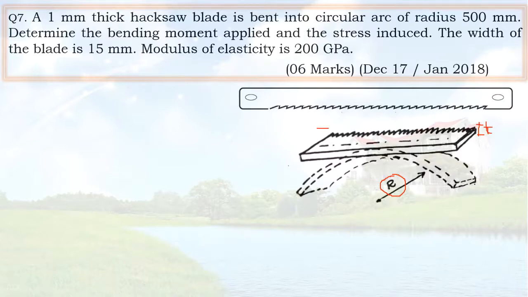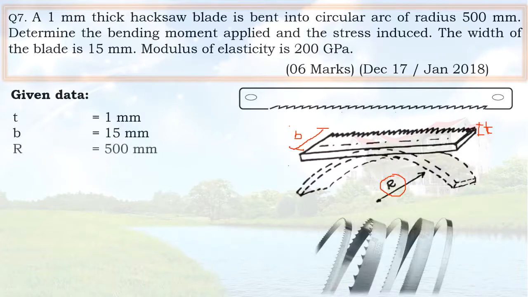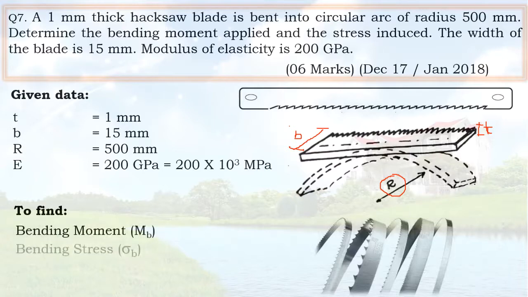Now here the width of the blade is 15 mm. I'm talking about this width, where this width is 15 mm. We usually call this width as B. So the width is known, and thickness is also known in this case. We need to determine the bending moment. Similarly, you can see such a case where the hacksaw blade is bent with a certain radius. So the given data: thickness as 1 mm, the width B is 15 mm and the radius of bending is 500 mm. Also, he has given the Young's modulus as 200 gigapascals. We need to find the bending moment as well as the bending stress sigma B.